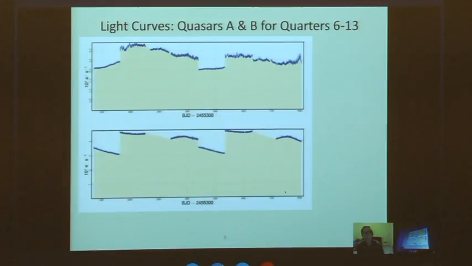On the top, you can see that there looks to be lots of small-scale variation, but much of that is noise, and a lot of the long-term changes within each quarter are actually instrumental drift. So we had to try to take those out, and that was rather tricky.